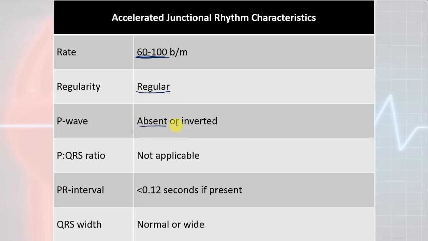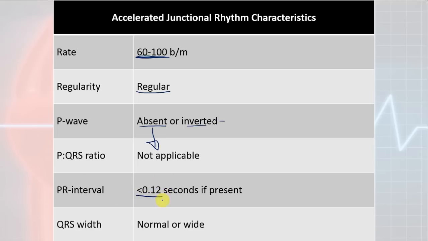P waves could be absent if they're occurring within the QRS, or they could be inverted if they occur before the QRS. If they're absent, then they're not going to be applicable. There's no P to QRS ratio if you don't see a P wave. If they're inverted, you could say that the P wave is married to the QRS complex, but that's kind of a gray area. The PR interval typically is less than 0.12 seconds if it is present, and it could be absent.